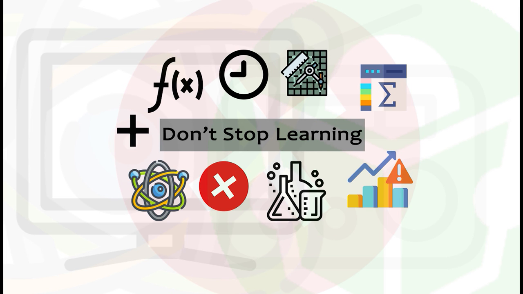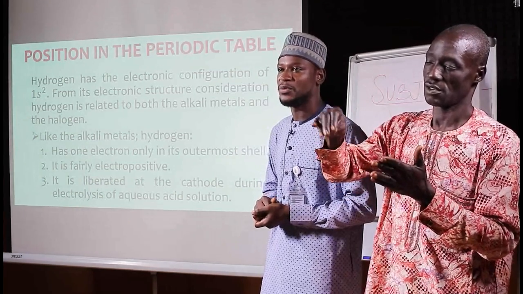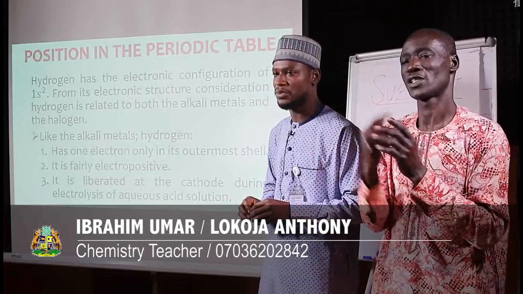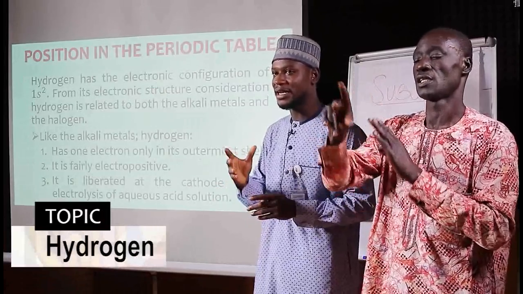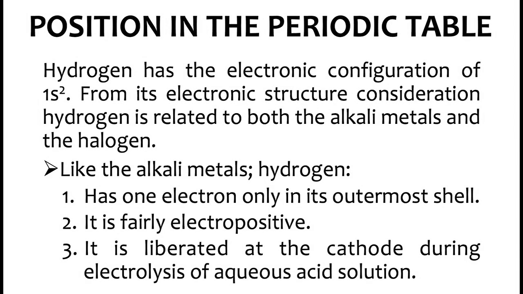Position in the periodic table. Now, hydrogen is very unique and it has a special position in the periodic table. In fact, it is the only element in the periodic table that has characteristics of two different groups. So it has only one electron in its ground state. So what happens? All the elements that are in group 1, with one electron, are called alkali metals, that are metals of group 1. So like the alkali metals, hydrogen has the following properties.